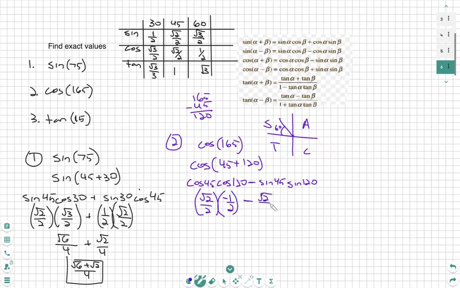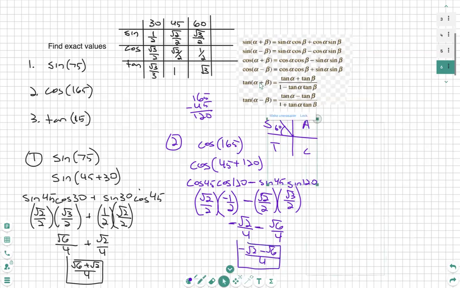Sine of 45, root 2 over 2. Sine of 120, second quadrant, so it's positive. Sine of 60 is root 3 over 2. Easy. So make sure you get that reference angle too. Negative root 2 over 4 minus root 6 over 4. Both have the same denominator, so we can combine. And that is our answer there.